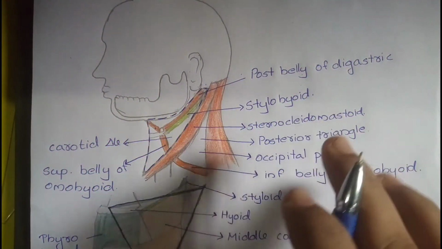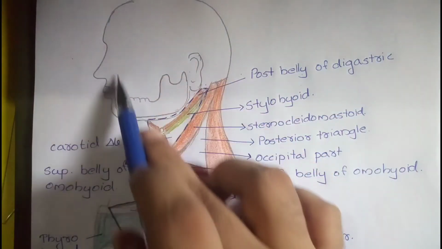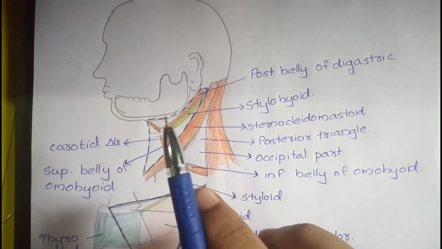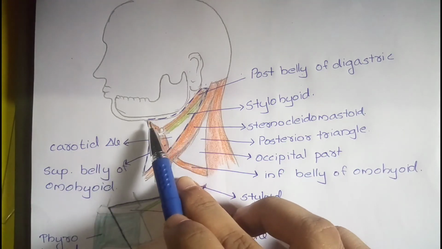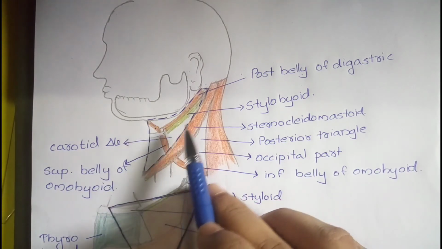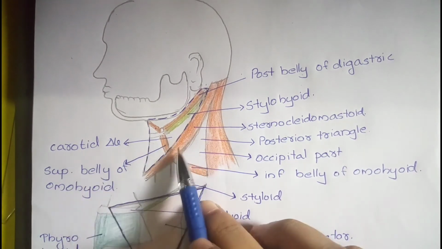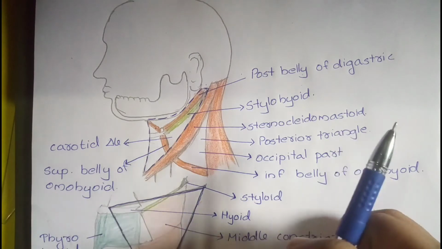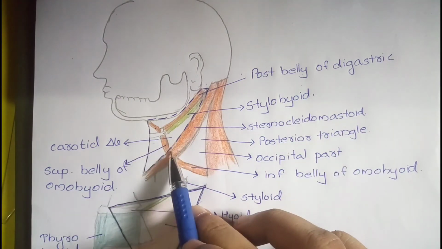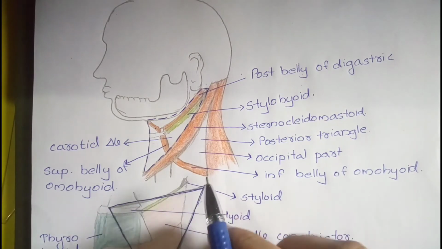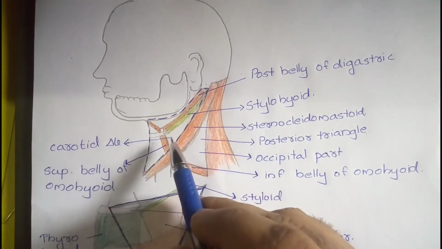So before moving on to the carotid triangle, you should remember this diagram because it is very important. It contains many triangles, and the boundaries of many triangles have been included in this diagram, so you should remember it well. For the time being, I am just using this diagram to show you the boundaries of the carotid triangle only. So let's move on to the topic.